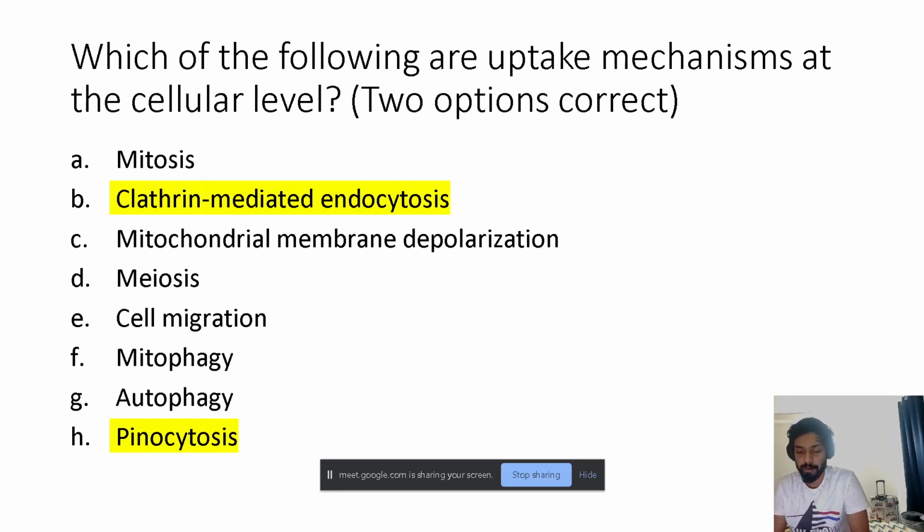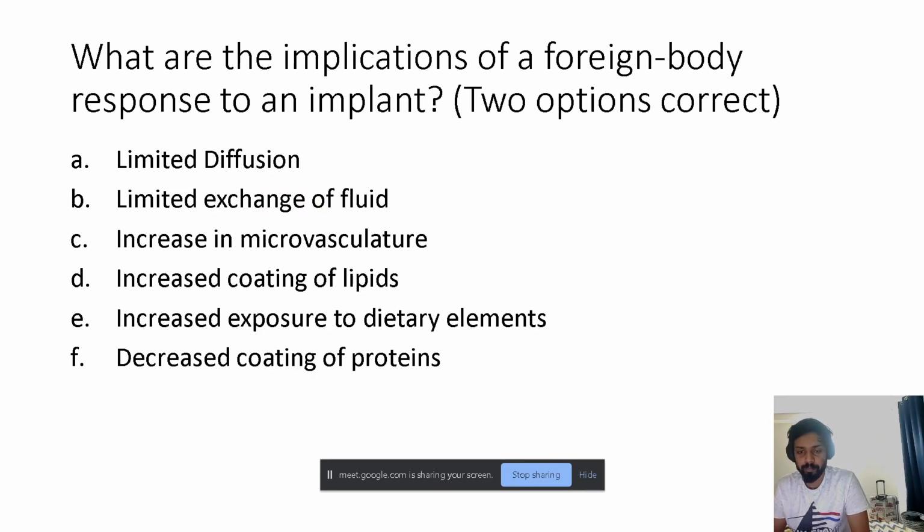What are the implications of a foreign body response to an implant? Two options are correct here. Is it limited diffusion? Limited exchange of fluid? Increase in microvasculature? Increased coating of lipids? Increased exposure to dietary elements, or decreased coating of proteins? They're saying a foreign body response has happened against an implant, and since this has happened, what could be the implications?